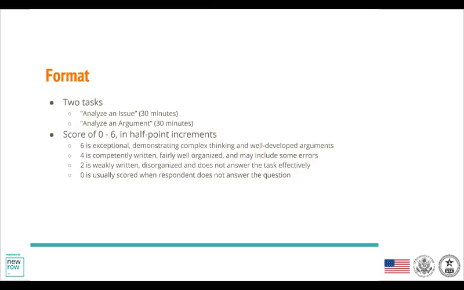A 2 would be a pretty weak essay, very disorganized, not answering the task effectively. A 0 would essentially be that the respondent didn't answer the question at all. So there may be something written, but it didn't answer any of the prompts. And so they would be given a score of a 0.